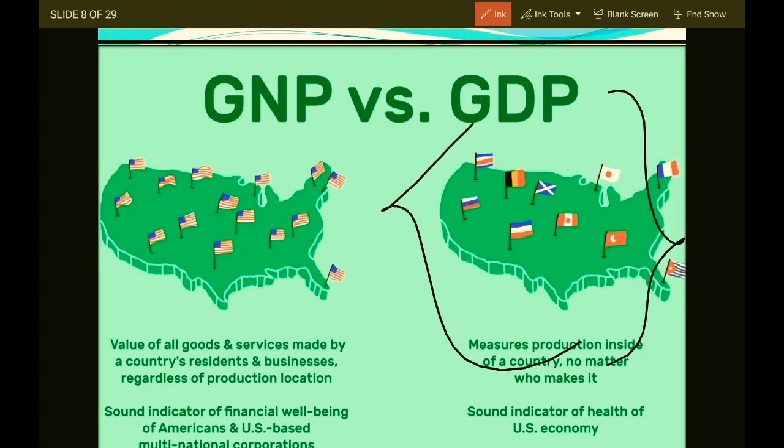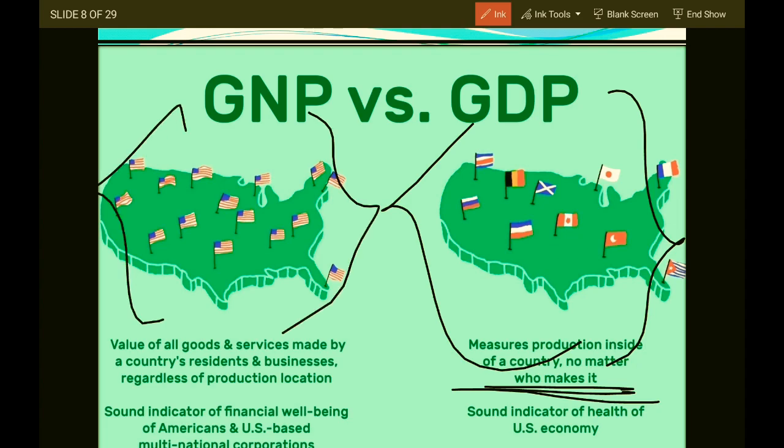See, this is the diagram of gross domestic product identification. These are the flags of different countries, and they are contributing towards production of goods and services. So basically, GDP is concerned with measuring production inside a country, no matter who makes it. It doesn't concern that the citizen should be of that country only. For example, here the flag is of Australia, so it doesn't consider that the production should be from my country's resident or citizen.